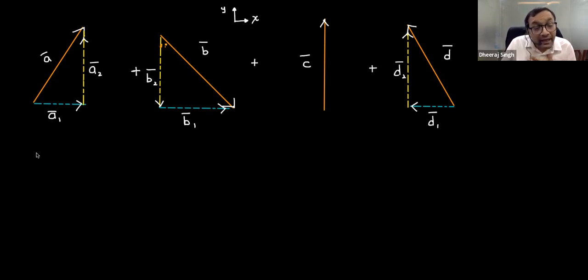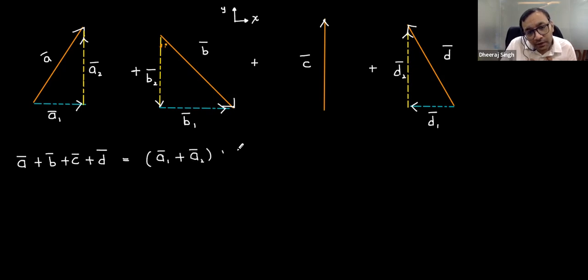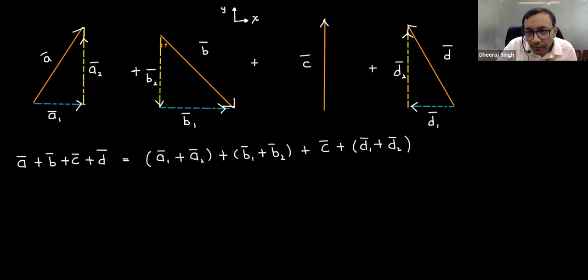All right. Can I write A plus B plus C plus D as A1 plus A2 plus B1 B2 plus C plus D1 plus D2? Can you write it like this or not? I'm saying A is A1 plus A2. So instead of A, I can write A1 plus A2. Yes or no? Type in.